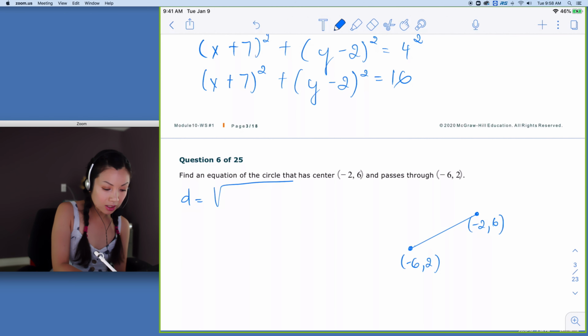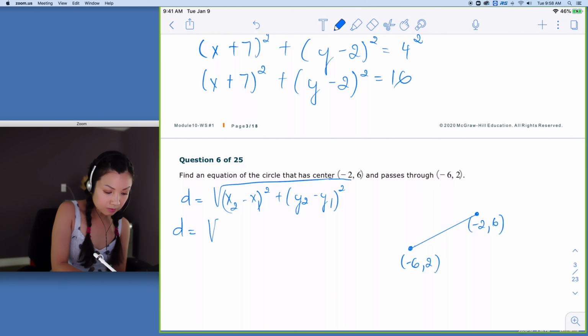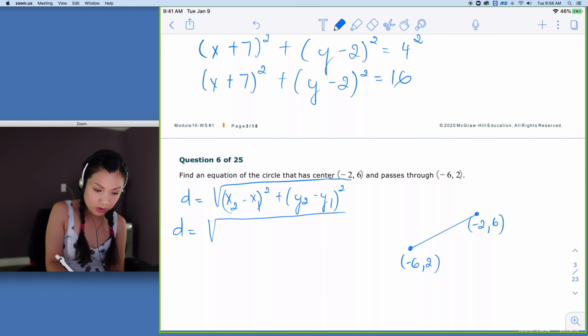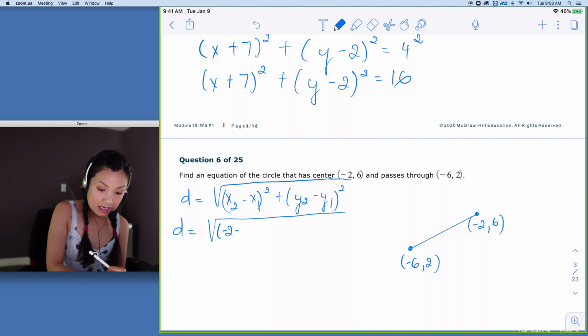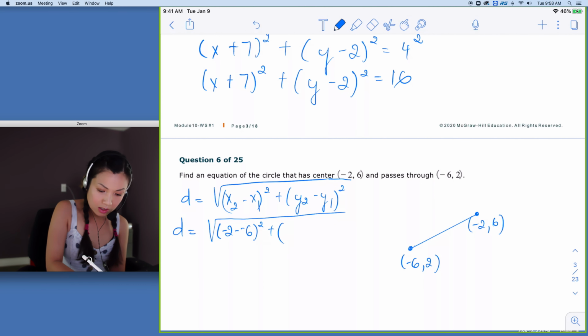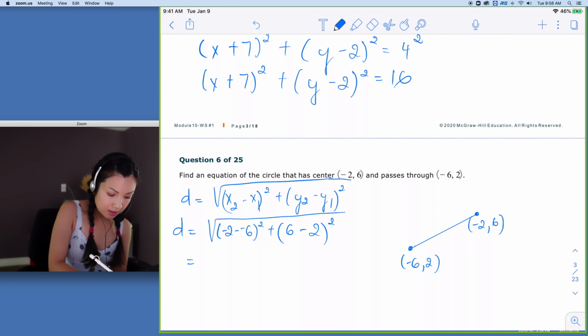The distance formula is x2 minus x1 squared plus y2 minus y1 squared, and then you take the square root of it. So we have 2 points. You're going to plug it in, right? So x in this case is negative 2 minus negative 6 squared plus y2 is 6 minus y1, 2 squared. And then I simplify it.